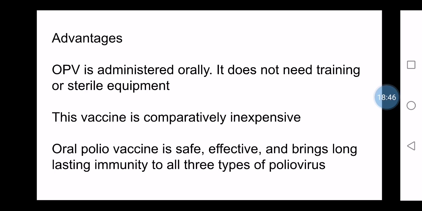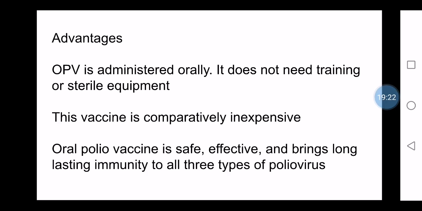So let us see some of the advantages of OPV. OPV is administered orally. It does not need any training or sterile equipment, as I have told. Just by showing how to give, a person can give the oral polio vaccine. That's why even student nurses are part of the polio vaccination during the particular campaign time. If you ask your seniors, many of them have been part of oral polio vaccination, because there is no need of much training or sterile equipment for providing it orally.